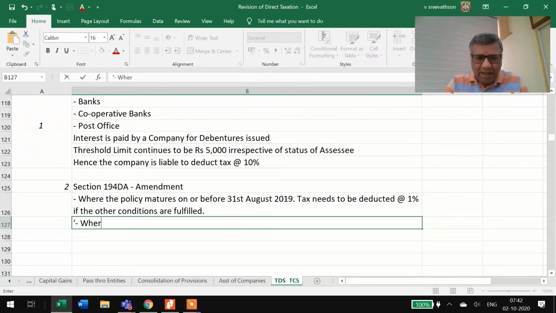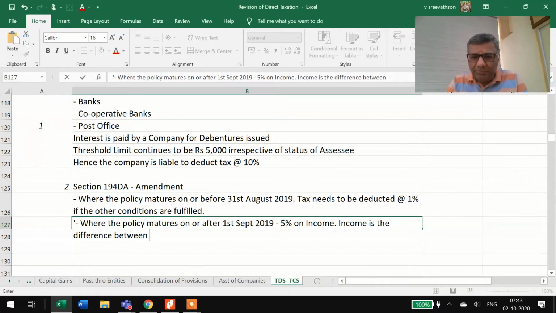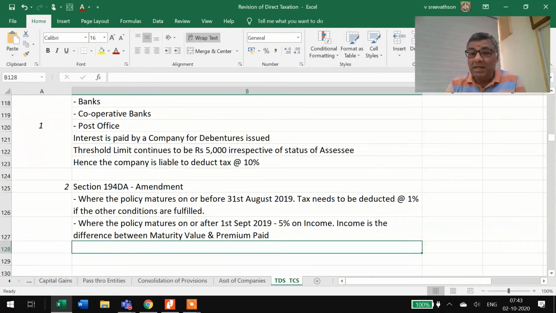Where the policy matures on or after 1st September 2019, tax is 5% on income. Income is the difference between maturity value and premium paid.